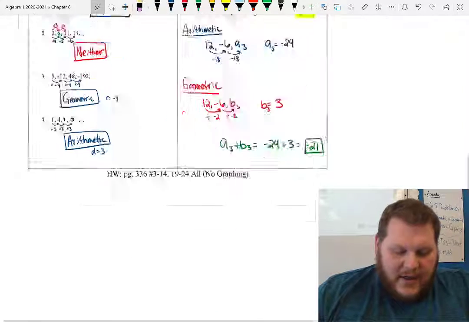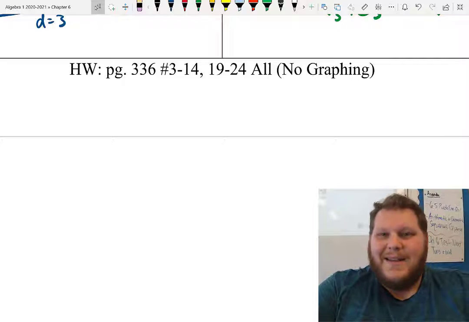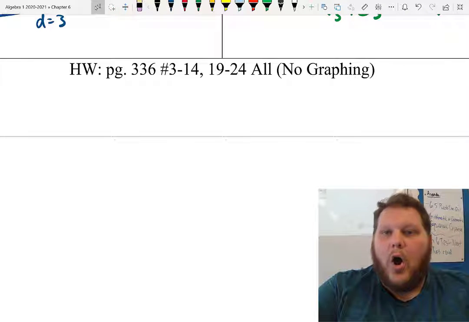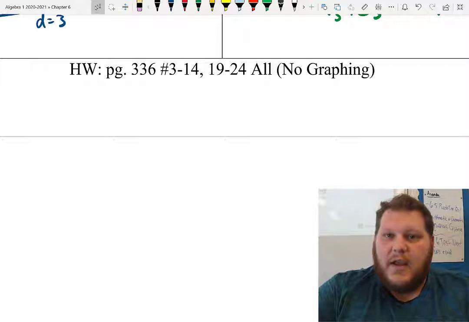All right, that's all I got for you guys. Homework is right there at the top, page 336, 3 through 14, and 19 through 24 all. On 19 through 24, don't graph. You're just making a prediction for the next terms of the sequence.